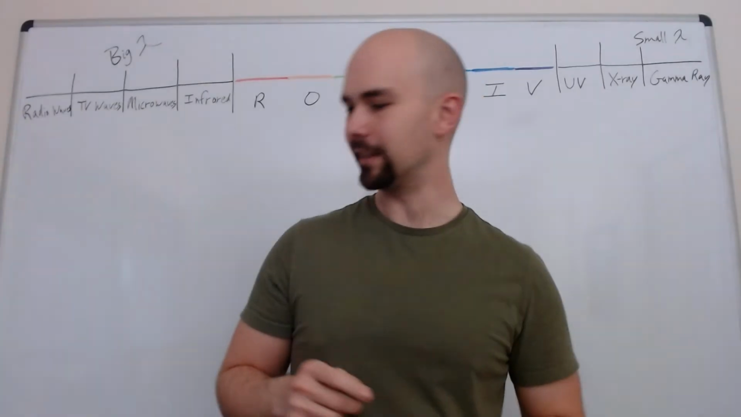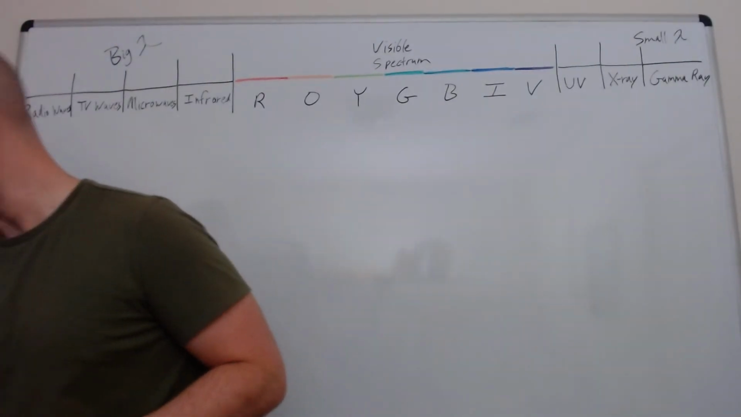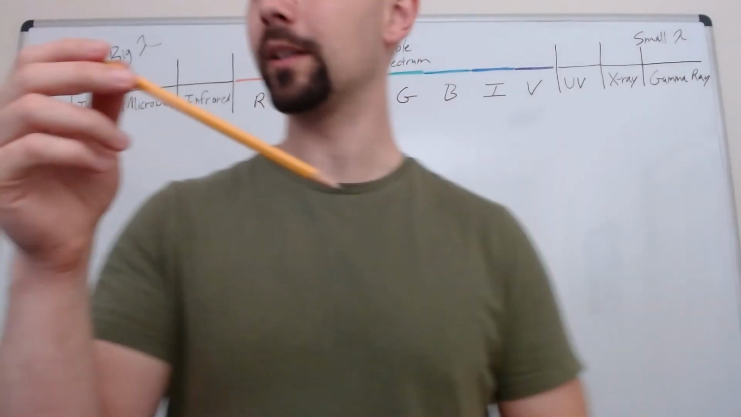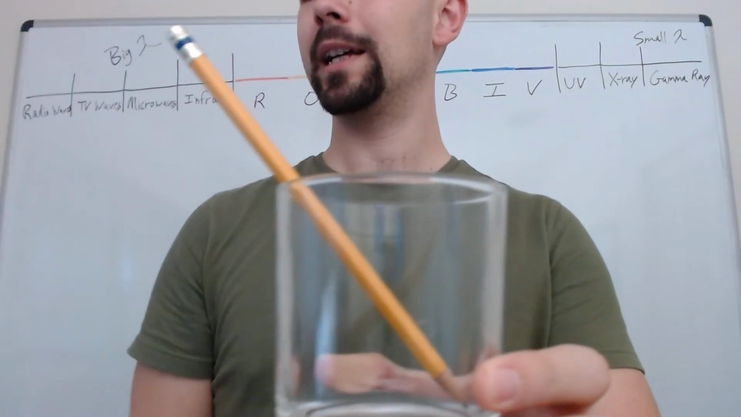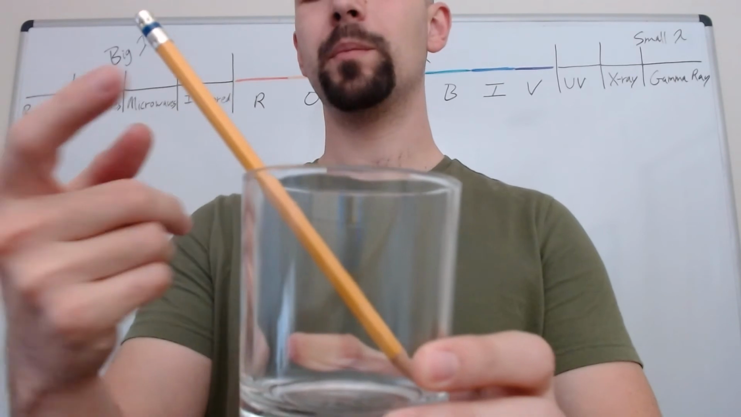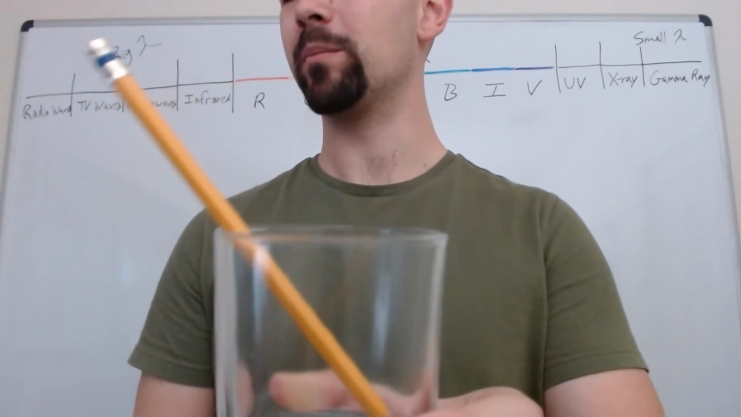Let's take a look at my finger. Actually, you know what? Maybe I'll use a pencil. There we go. Let's take a look at this pencil. I stick it in this glass, and what do you see? You see that the pencil is perfectly straight. And that shouldn't surprise you. It appears perfectly straight.